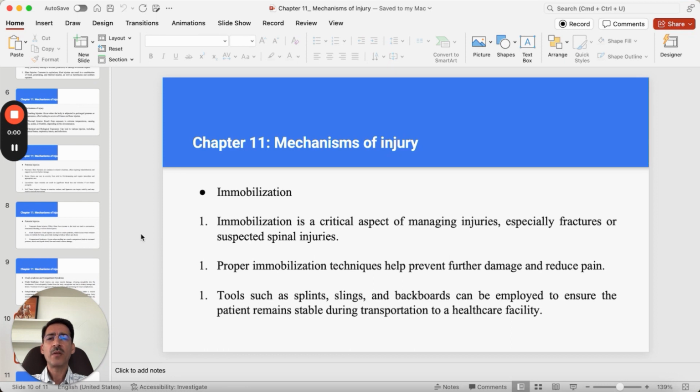Immobilization. Immobilization is a critical aspect of managing injuries, especially fractures or suspected spinal injuries. Proper immobilization techniques help prevent further damage and reduce pain.